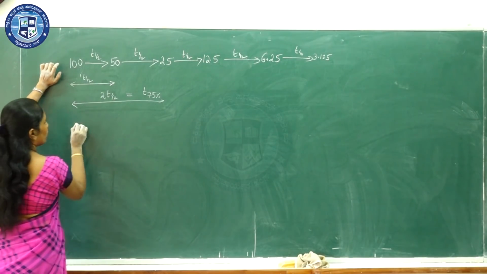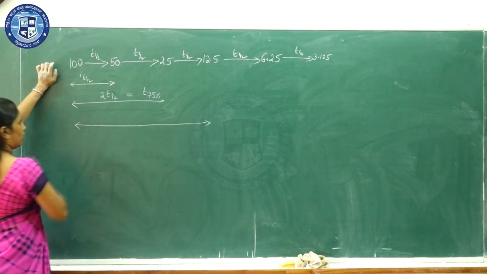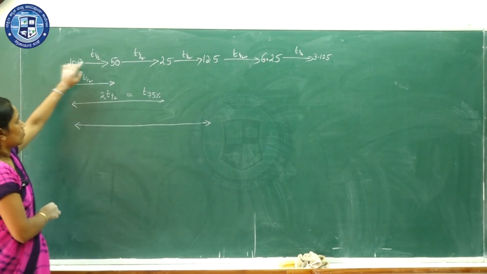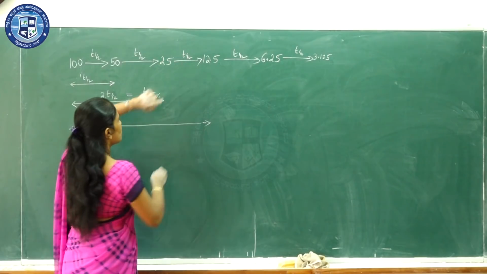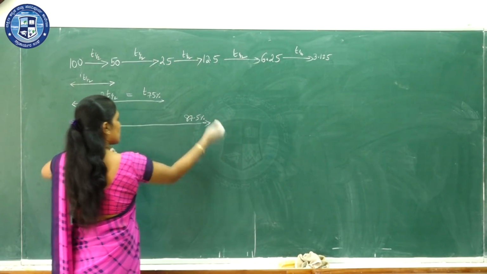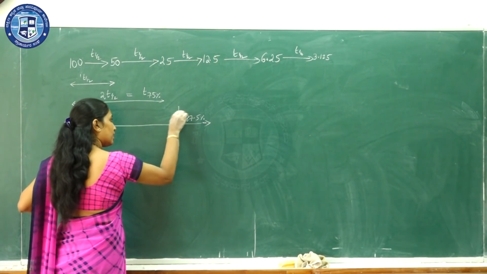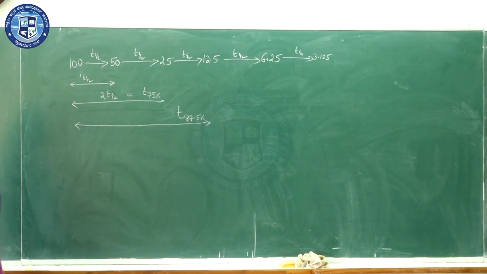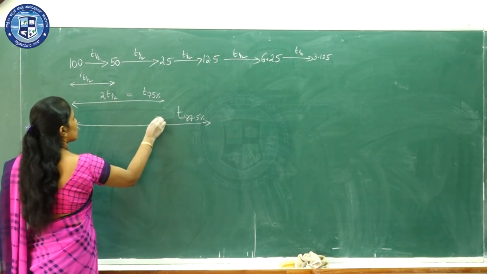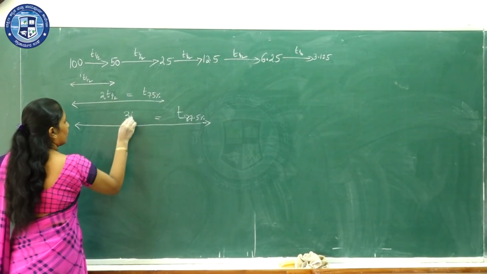Okay, so when you go from 100 to 12.5, how much is it? 87.5% is complete. So time required for 87.5% completion of the reaction is equal to how many T halves? 1, 2 and 3, 3 T half.